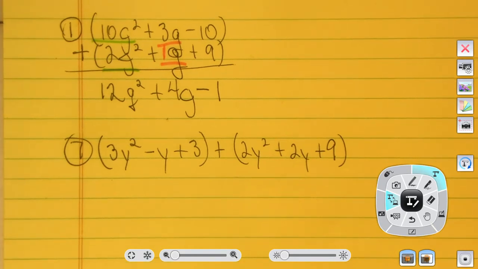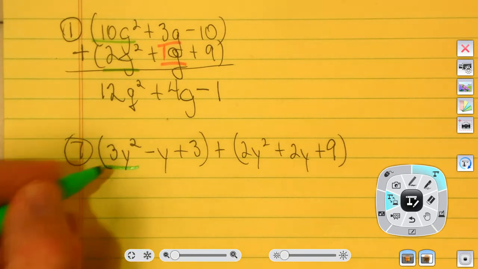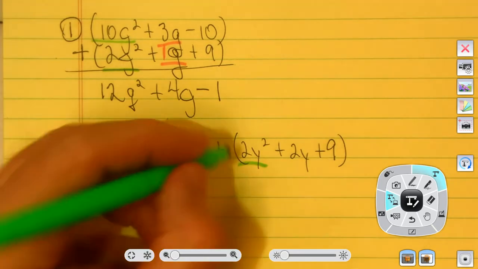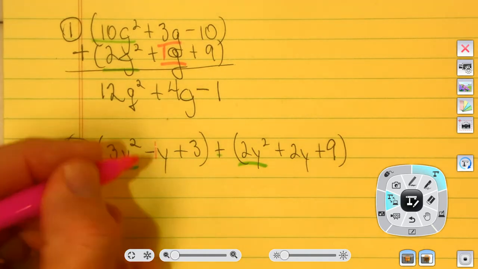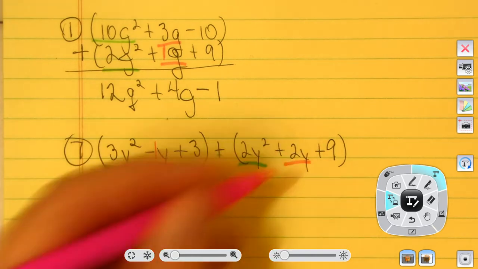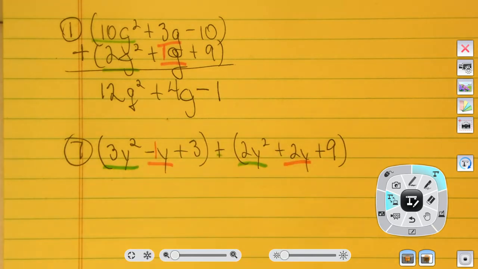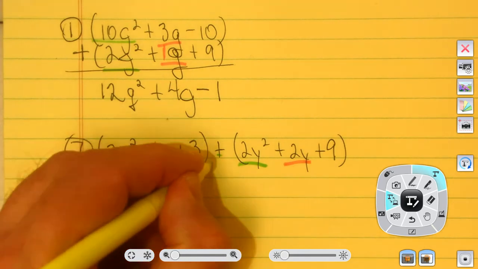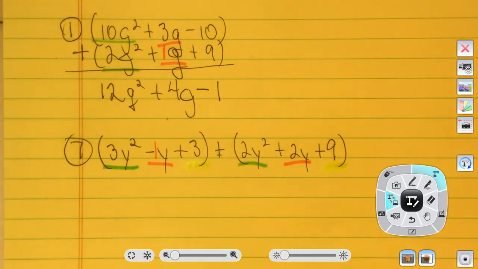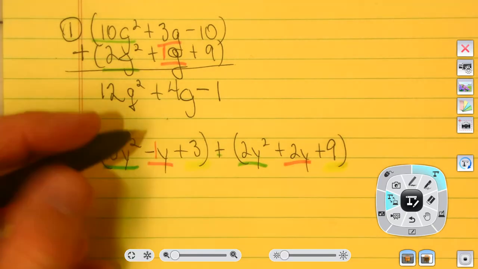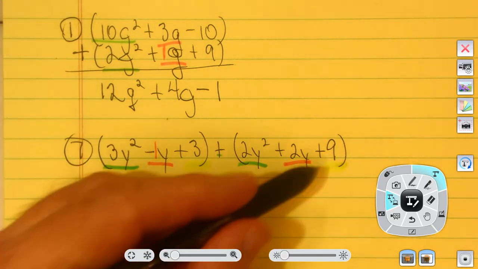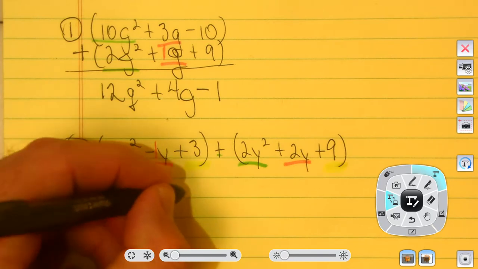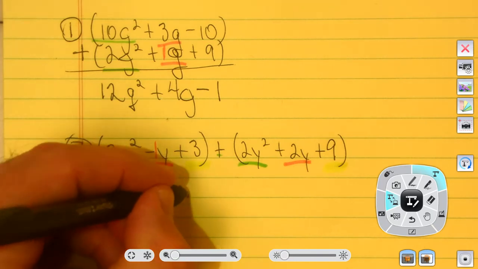Again, it's just a matter of pairing up like terms and adding them. Here's a negative 1y, 2y, and last, the constant 3, and the constant 9. So to add these polynomials, it's 3y squared plus 2y squared, which is 5y squared. Negative 1 plus 2 is just 1y, but I'm not going to write the 1, so I'm just going to put it down as y.